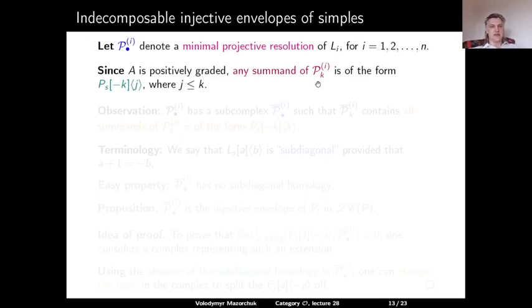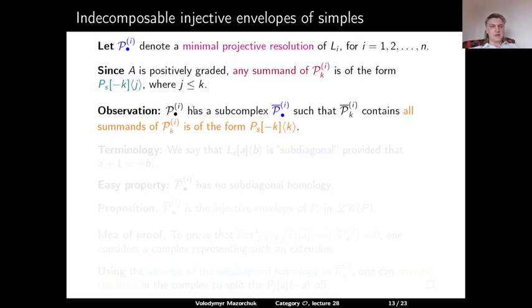Which means that in the homological position k, any summand of P^i in the homological position k must be of the form some projective P_s, shifted to this homological position, and then shifted in degree by j, where j is less than or equal to k. So in other words, it should be a projective module below the main diagonal in the homological graded picture.